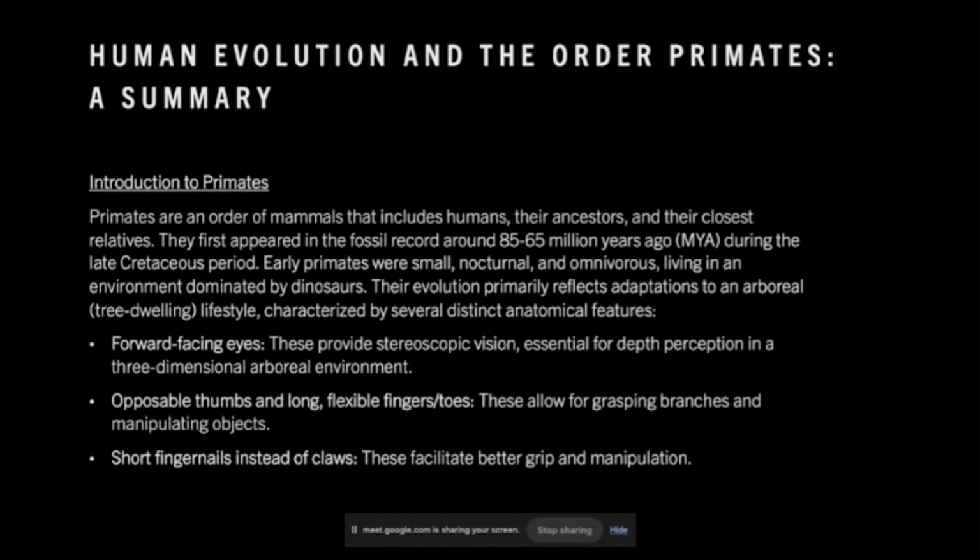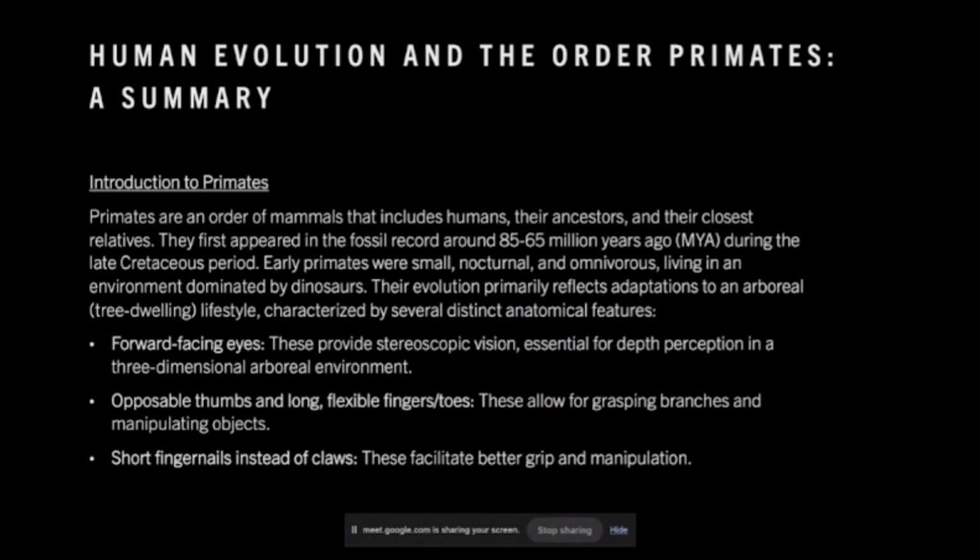Okay. Now, because they were surrounded by these dinosaurs, they had to live in the trees. They were tree dwelling, so they had a tree dwelling lifestyle. They also had forward facing eyes in order for them to see around them better, for example, in order to perceive depth.